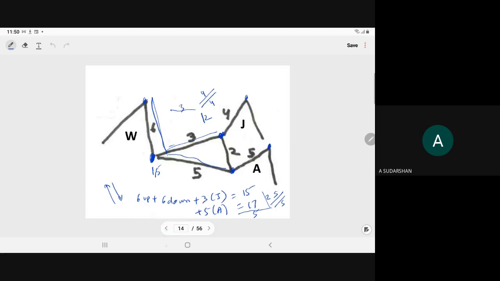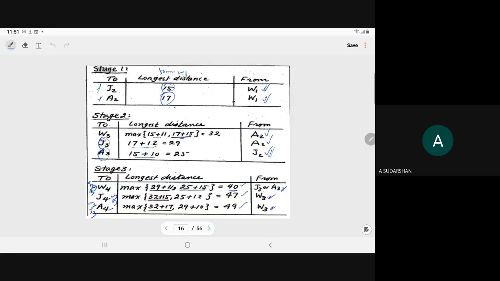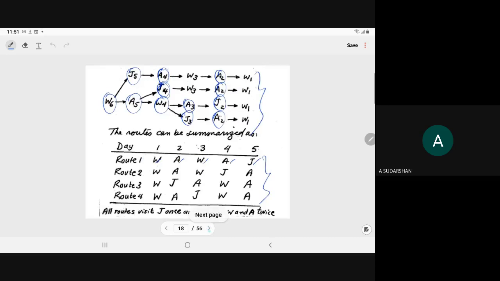So why is it so? Because for Jefferson, this slant height is lesser than the 6 and 5. That's why it is happening like this. Clear?